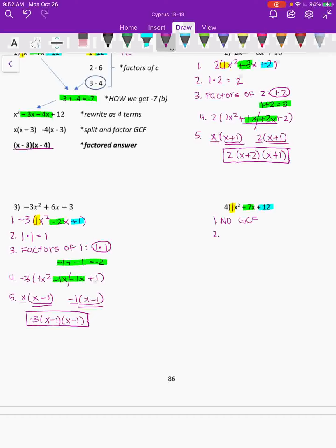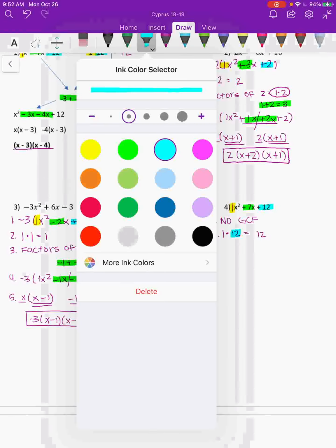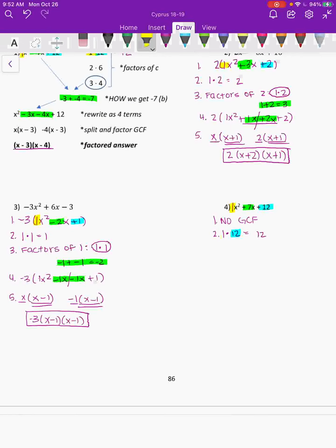Okay, so we can move on to step 2. So step 2, you take your A times C, so 1 times 12, and that gives me 12. Okay, and if you are really lost, you don't know where I'm finding that 1 and 12, 12 was the C value that we highlighted blue up above, and 1 is the A value that we highlighted yellow from up above.